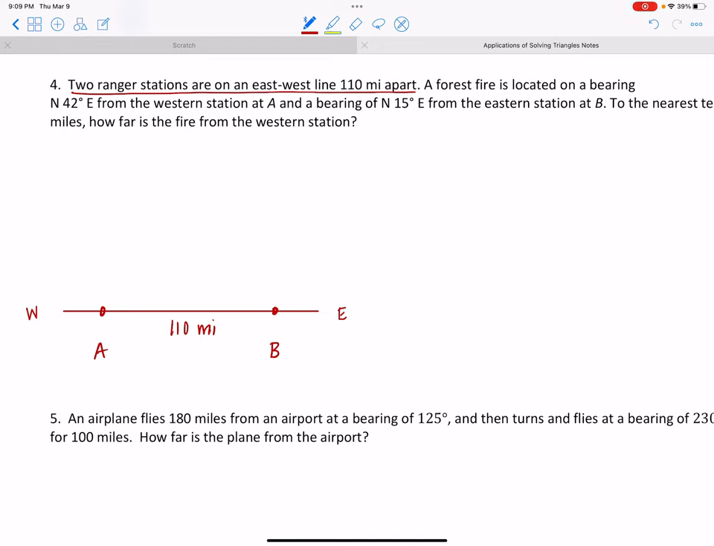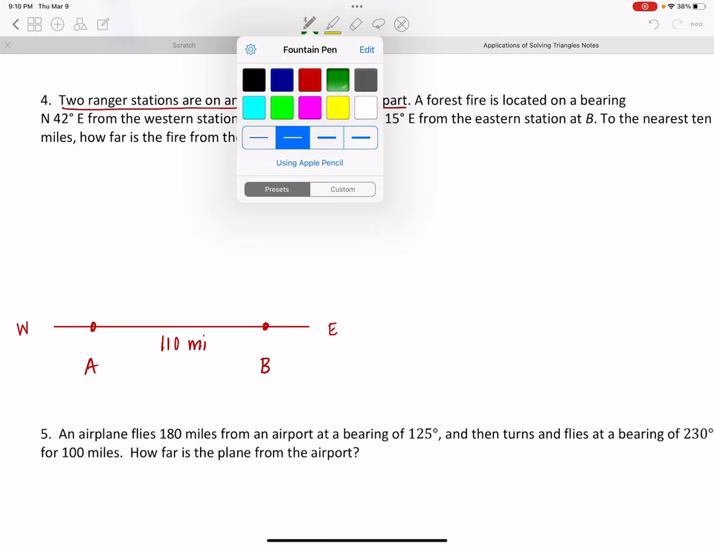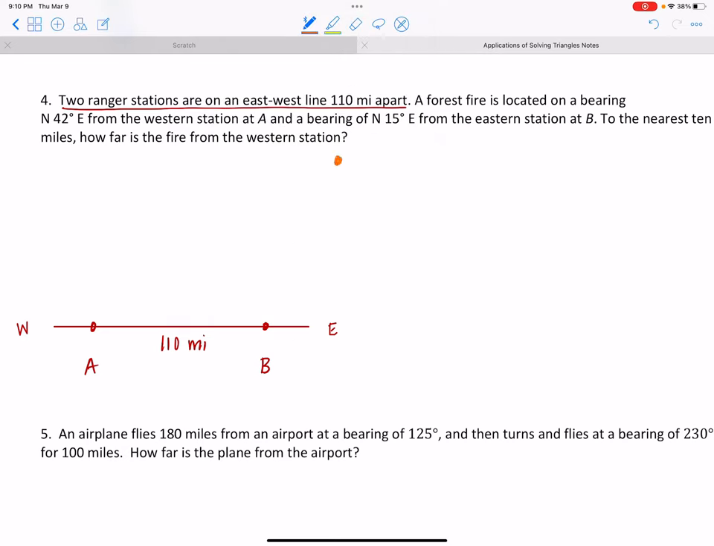It says there's a forest fire located on a bearing of north 42 east from the western station, and a bearing of north 15 east from the eastern station. So we have to try to figure out where this fire is. Now, it says it's north and east of both of these, so since it's east of not just A, but also east of B, I'm going to put the fire out here. Maybe let's use orange for the fire. I know, clever. Okay, so here's my fire.